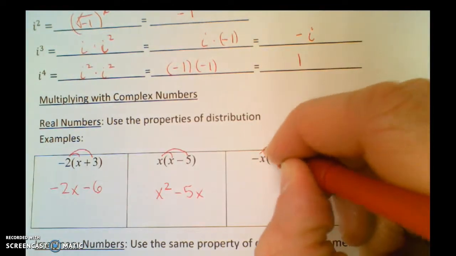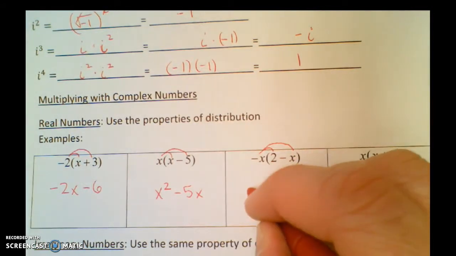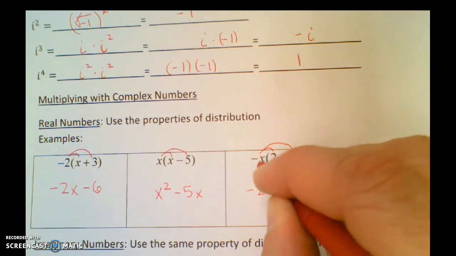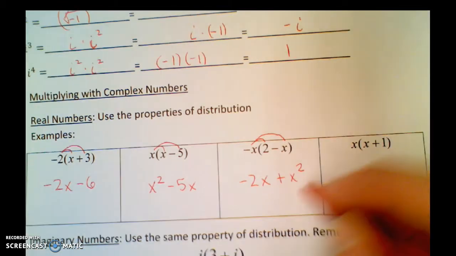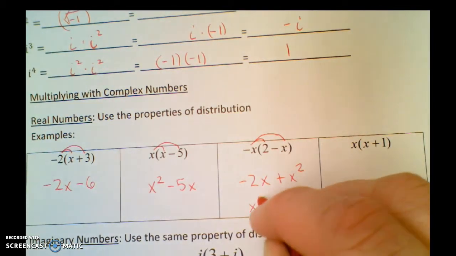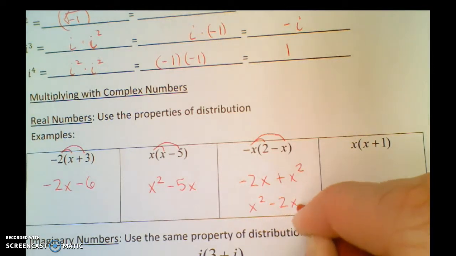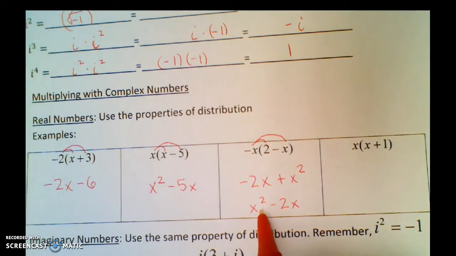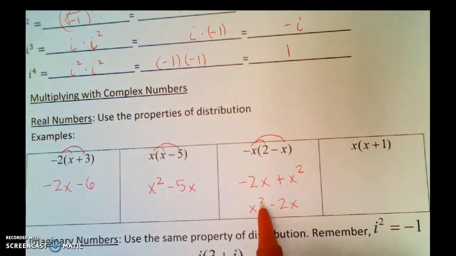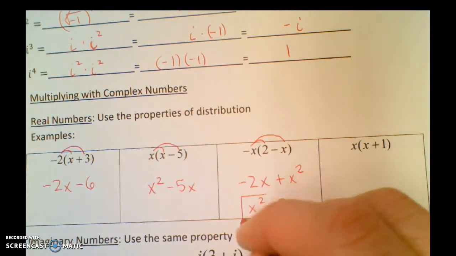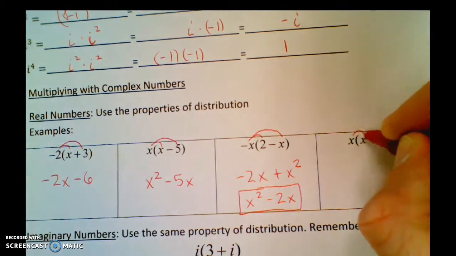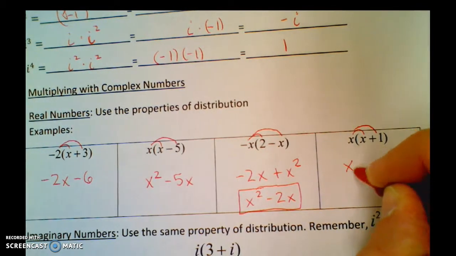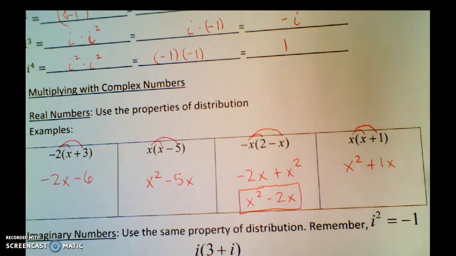Again, multiplying by a variable, -x times 2 is -2x, -x times -x is +x squared. And remember, the official correct answer at the end is when you write your answer in order from highest exponent to smallest exponent. So this is actually your final answer. And then finally, the last problem, just distribute that x squared plus 1x.